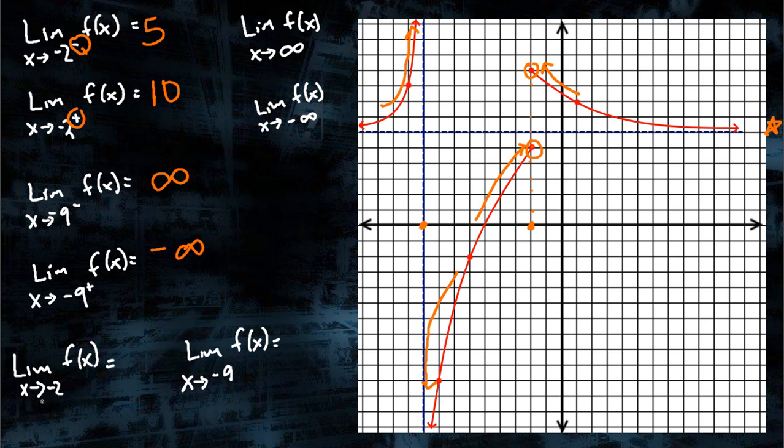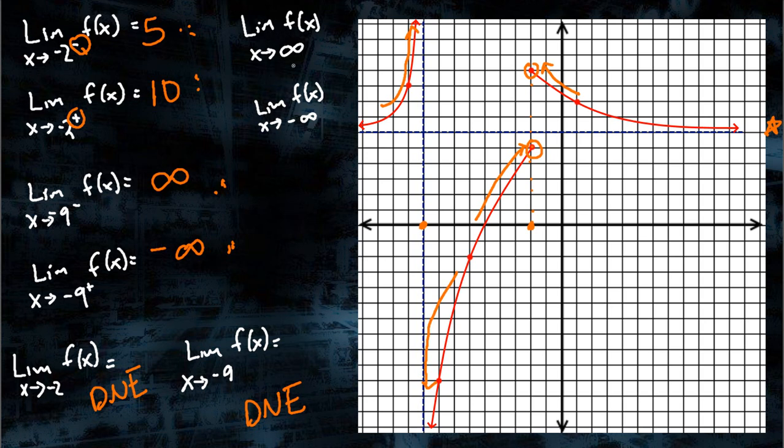All right, so let's summarize those 4 questions. What's the limit then as we approach negative 2 without a side? Well, we got 2 different answers here for negative 2, depending upon which side we came from, so we'd say it does not exist. And for negative 9, again, we got 2 different answers depending upon which side we came from, so we'd say it does not exist.